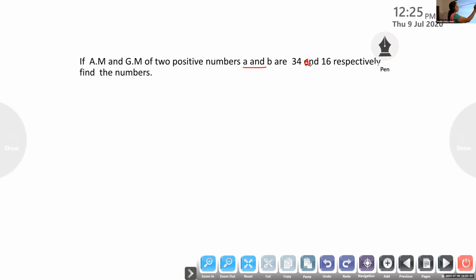So the arithmetic mean of a and b means a plus b by 2 is given as 34. And the geometric mean of a and b means root of ab, isn't it, is given as 16. We have to find what is a and what is b. Now listen to this. a plus b by 2 is 34. From here we can write a plus b is 68.